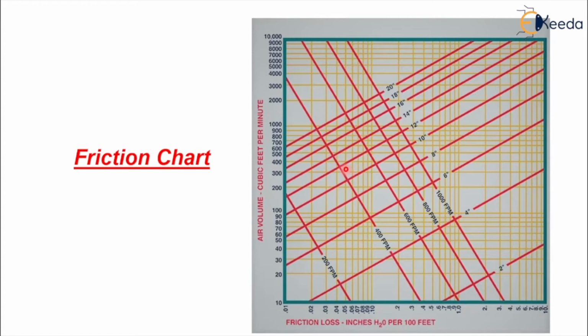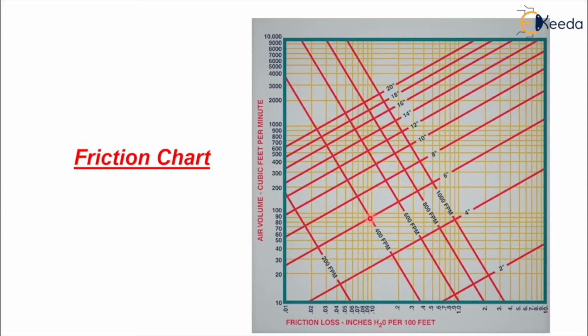Suppose we know the air volume flow rate and we have selected some velocity. Suppose we have selected this one, 400 fpm. Suppose we have selected the velocity in a main duct, this is 400 fpm, feet per minute.